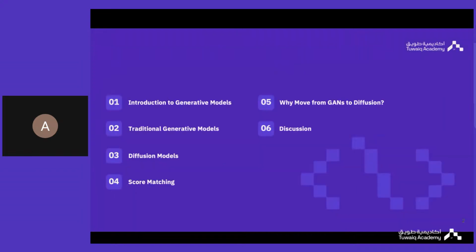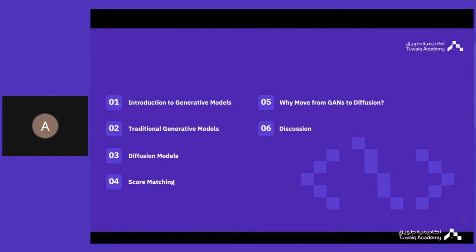طيب، راح أتكلم عن 5 أشياء تقريبا. راح نعطي introduction للgenerative models. نبي يكون عندنا common ground، يكون عندنا فهم للgenerative models، ونتأكد إن كلنا عندنا خلفية عن الgenerative models بشكل عام.